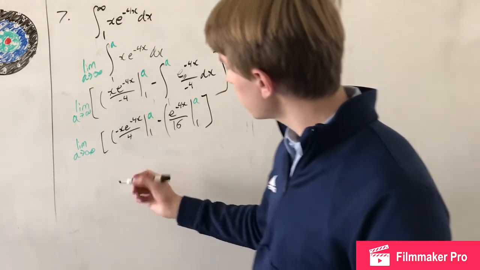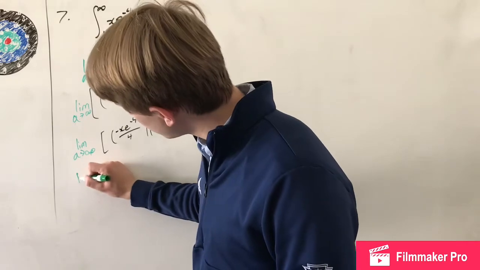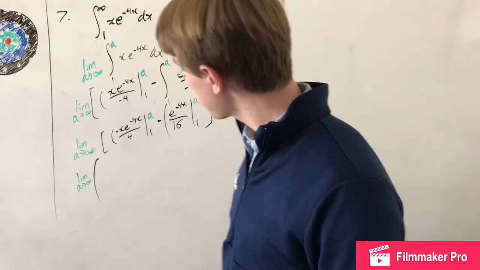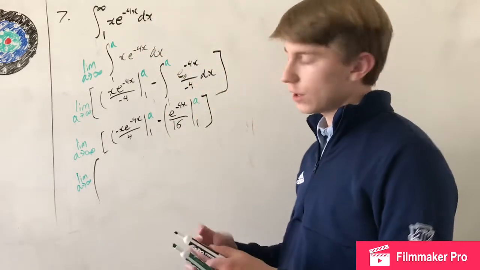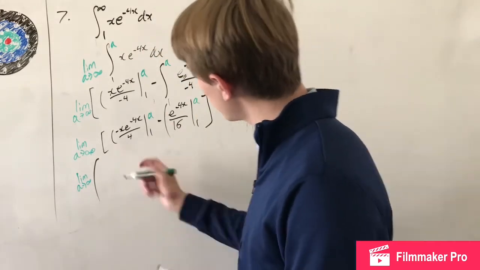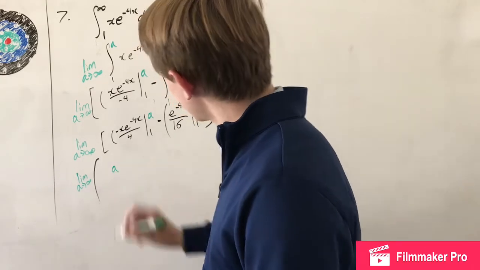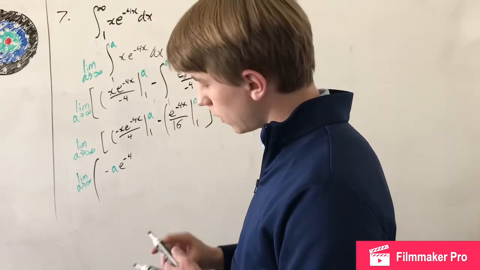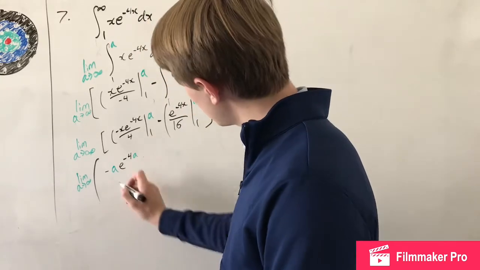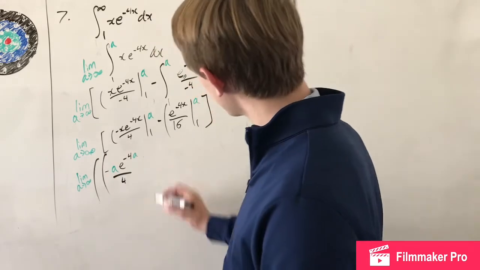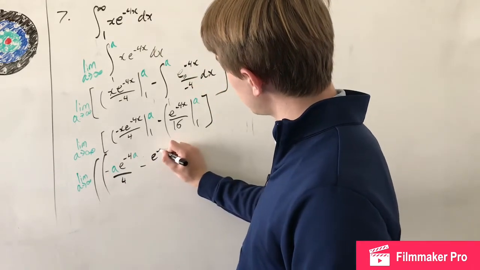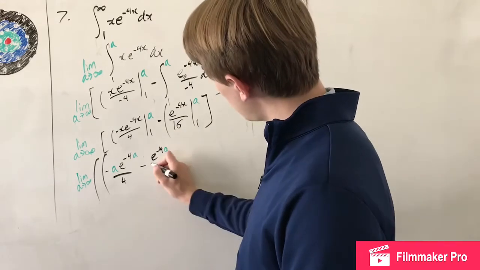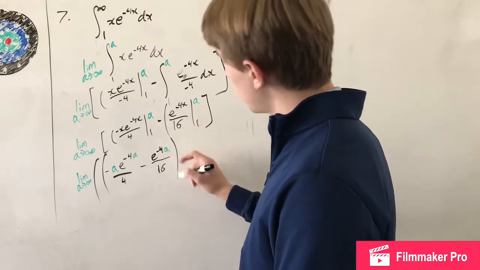So now if we want to actually evaluate this, we can plug in all the a terms and get one term that way. So we end up with negative a e to the negative 4a over 4 minus e to the negative 4a over 16. So that's the a term.